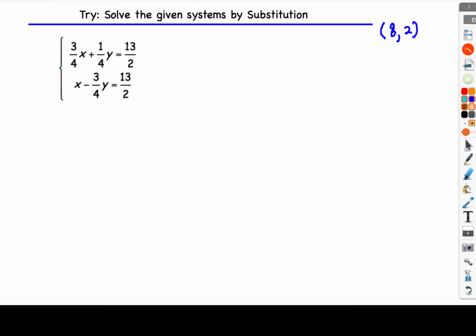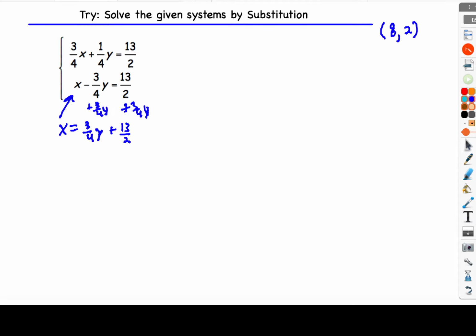Now, substitution is a little different algebraic method. We need one of our equations solved for one of our variables. So again, looking at this bottom equation, solving for x would be fairly simple. So I'm going to go ahead and say x equals. I'm going to add 3/4 y to the right side, which means x equals positive 3/4 y, again, plus that positive 13/2.